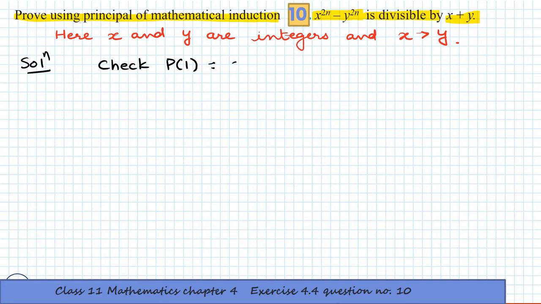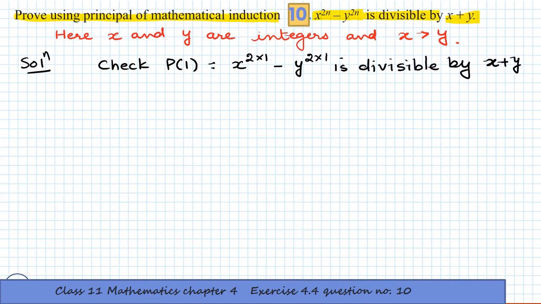The important statement is x power 2n minus y power 2n is divisible by x plus y. And note that x and y are integers. X is always greater. First condition we want to check P of 1. What is P of 1? Consider n equal to 1.